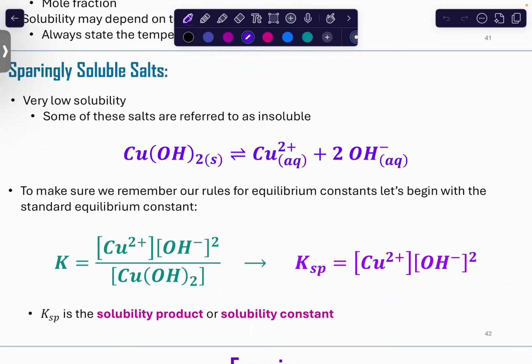Of course, we want to remember how equilibrium constants work. At the bottom left, you see the general equilibrium constant for this compound, but then it becomes what we call this KSP, K of solubility, the solubility product or solubility constant.